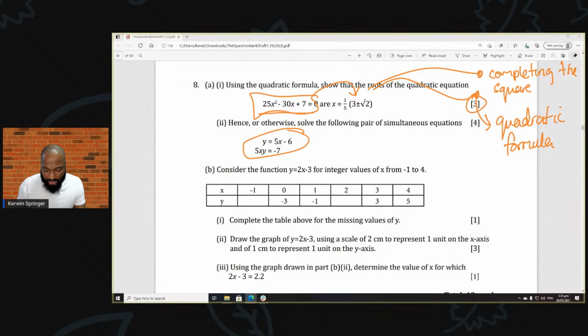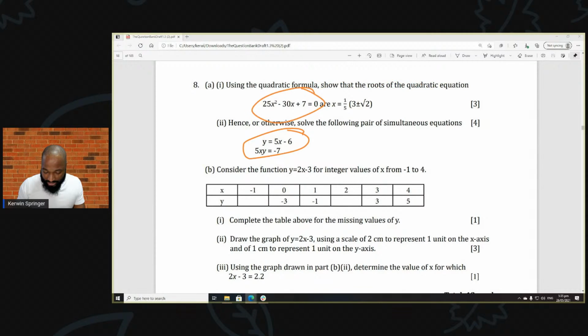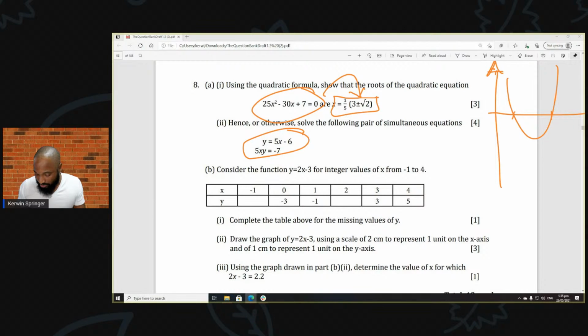Hence, otherwise, solve this. Another tricky thing: we already established the roots of this. Now, what does roots mean? Roots mean, if you have a quadratic, the x values when y is equal to 0. That's the roots, right? We established the roots.